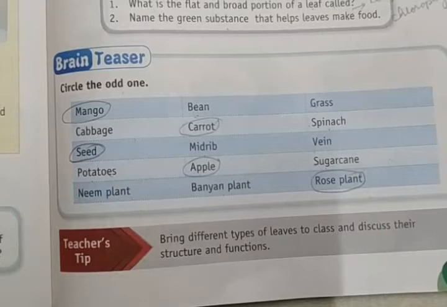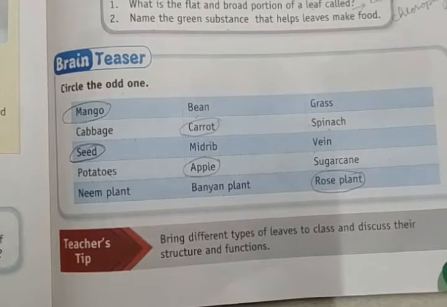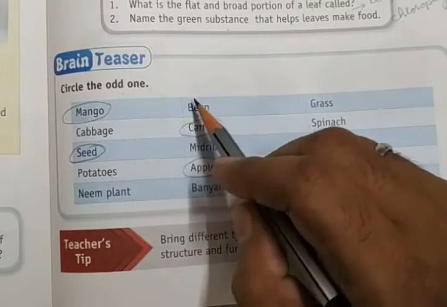Next, brain teaser. Circle the odd one out. Okay, circle the odd one out. Here we are discussing all about plants, right? Circle the odd one out.